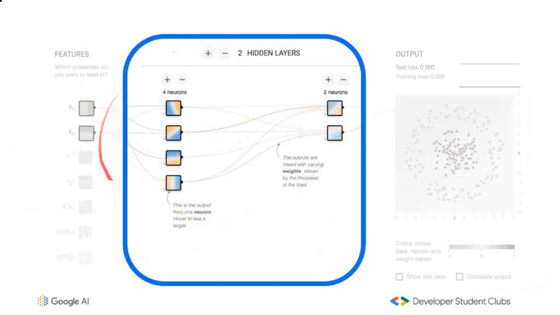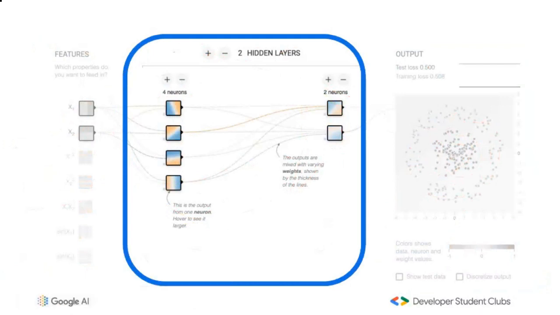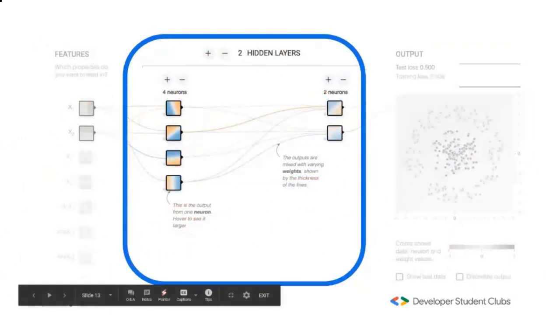These are called the hidden layers. Using this plus and minus sign, we can increase or decrease the number of hidden layers based on our required output. This is where the complex patterns in the data are discovered. The neurons work on the data, and the complex patterns in the data are identified here.